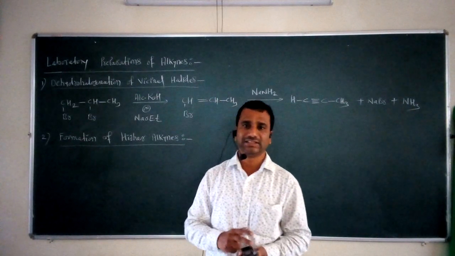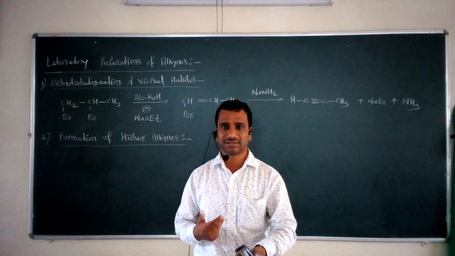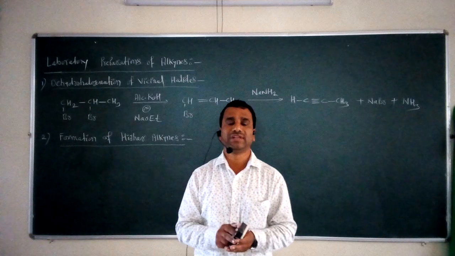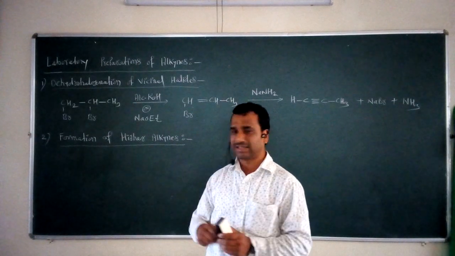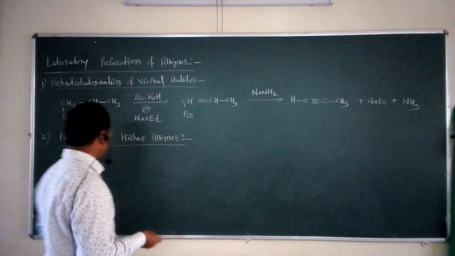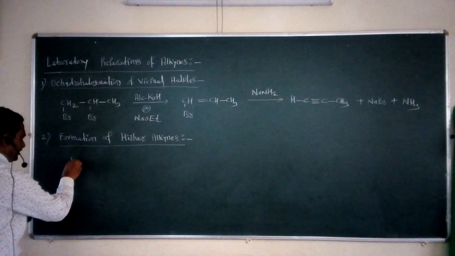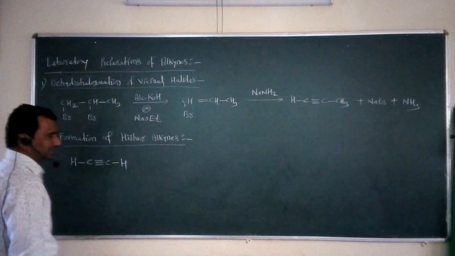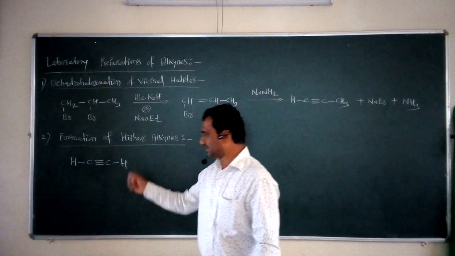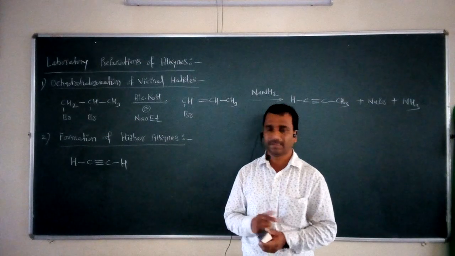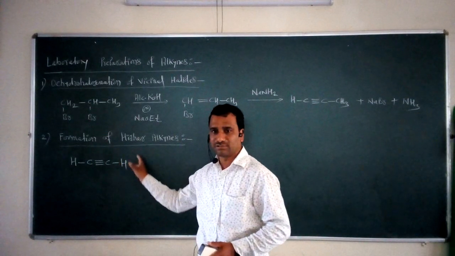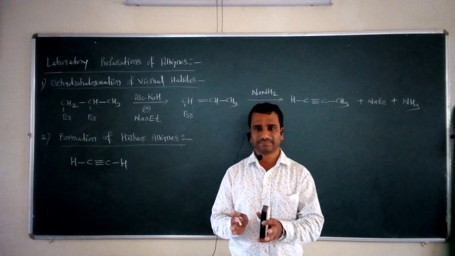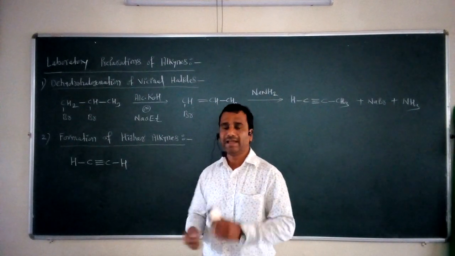From this acetylene, we want to form higher alkynes, meaning alkynes containing more than 2 carbon atoms. How to form that? For this purpose, we take this second method. First of all, we consider the acetylene molecule, H single bond C triple bond C single bond H. Now, what happens in acetylene? The hydrogen attached to this carbon atom is called the acidic hydrogen.